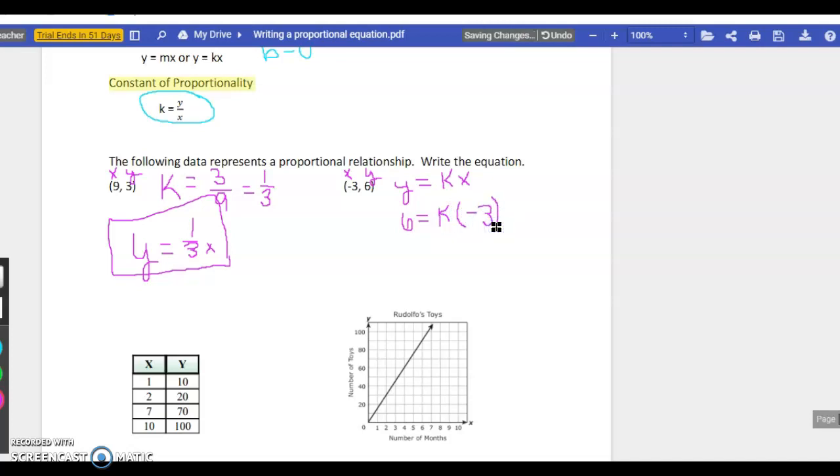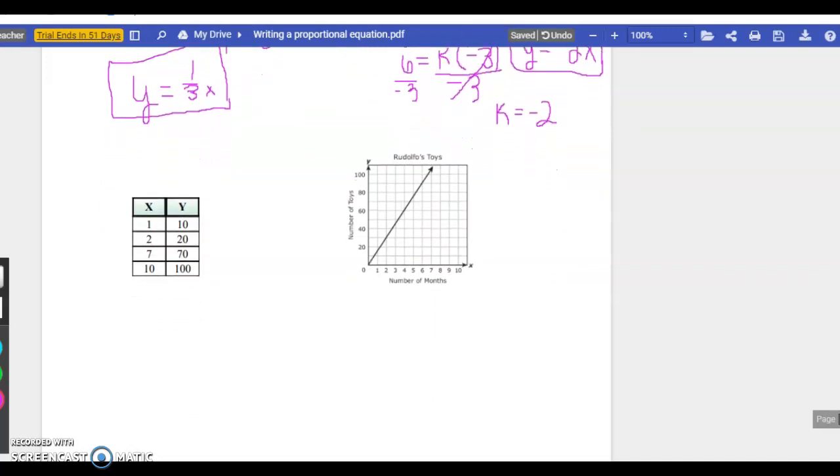And so we're just going to solve this equation for k. If I solve this equation for k, I would divide both sides by -3. I would cancel out, and we would see that k equals -2. And so that's just a different way to go about finding the k, but it still basically ends up with doing y over x. So then our equation for this ordered pair would be y equals -2x, and that would be our final answer. That's the equation we are looking for.